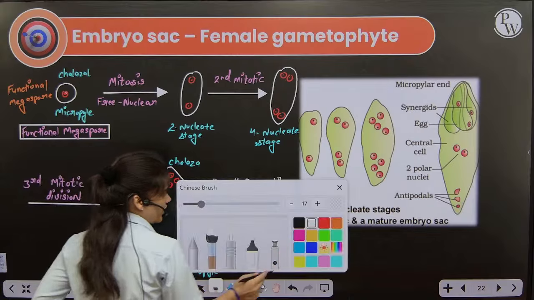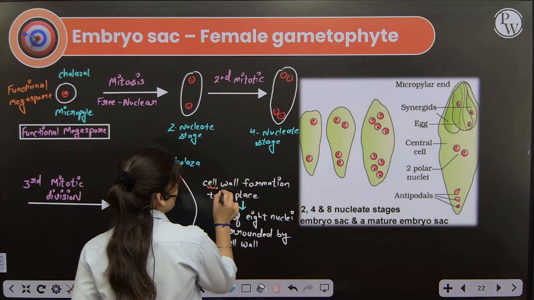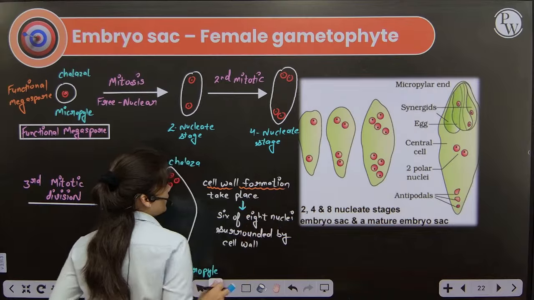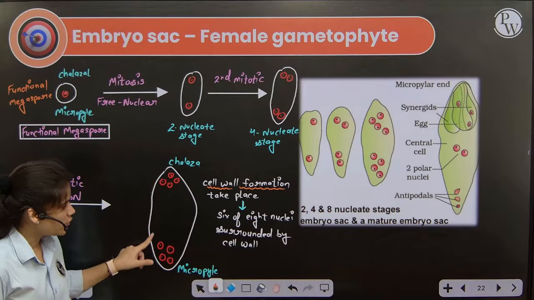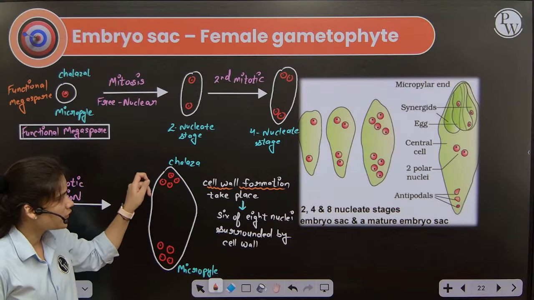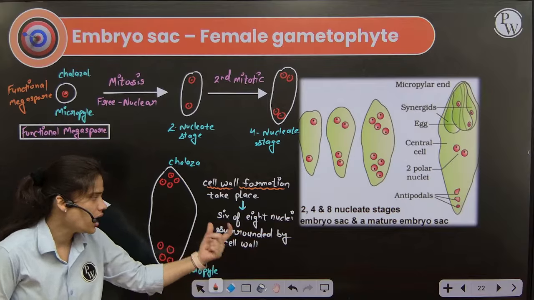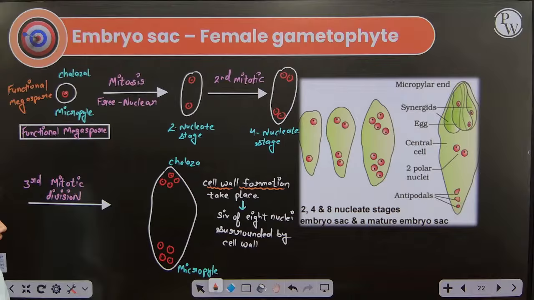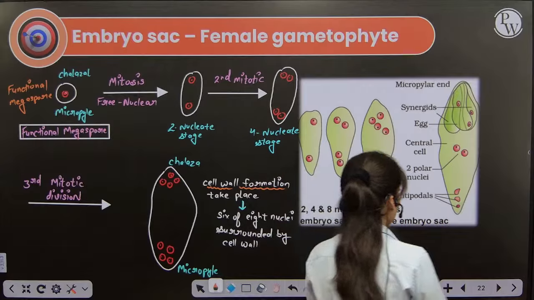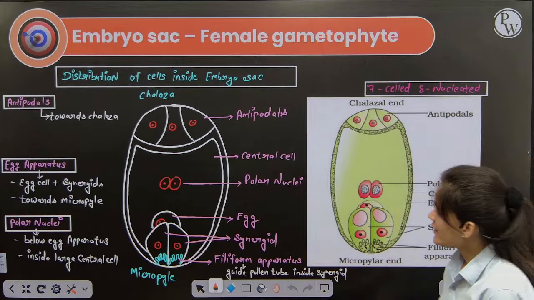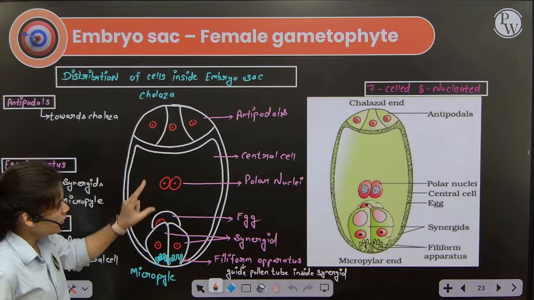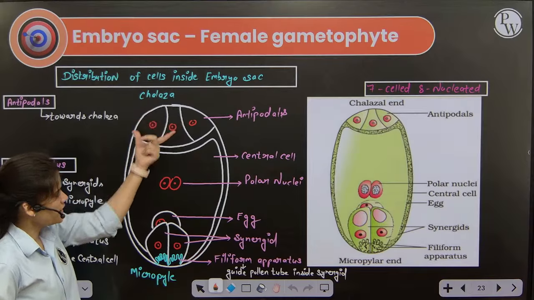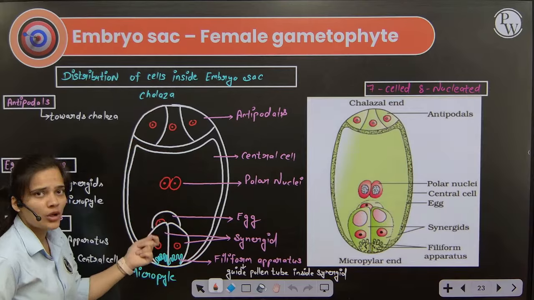Now cell wall formation takes place, and only around 6 of the 8 nuclei. These are 8 nuclei, and only 6 of them are surrounded by the cell wall. We will see in the next slide the complete mature embryo sac. Distribution of cells inside the embryo sac: 8 nuclei were there, and only 6 are surrounded by the cell wall.